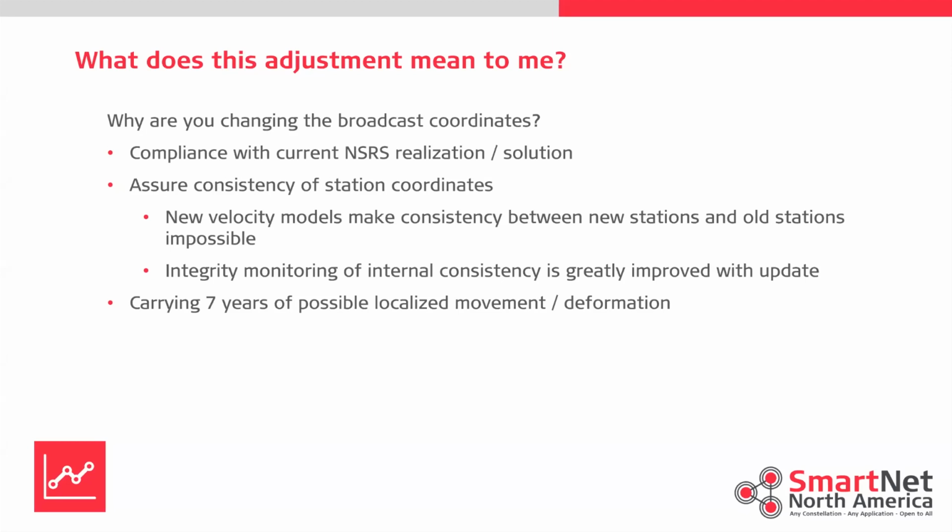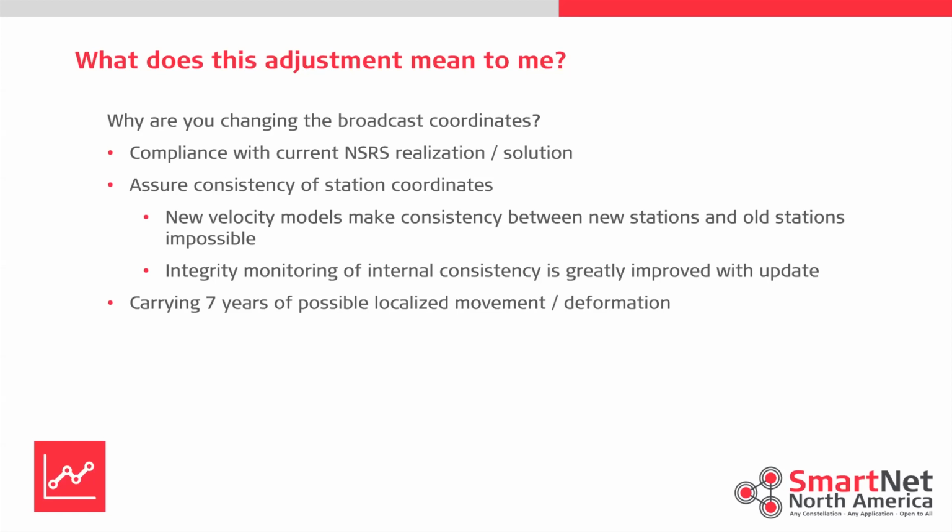To assure consistency between other stations with these new velocity models. We need to make sure the consistency between new stations and old stations remains possible. Right now, if we bring a new station online and we're using these new velocity models, then we can't assure that new station with this new coordinate calculated with these new velocities is actually going to fit with the old station. This is a challenge, and we always want to improve the footprint that we have available. So we need to make sure as we bring on new stations that they can fit together with the old stations in a common reference frame.